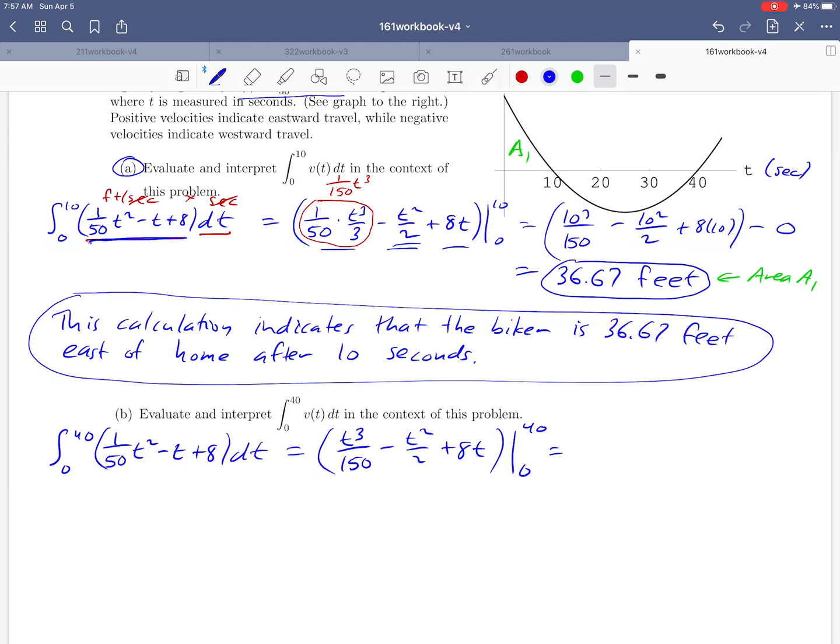Okay, and if we do that, we're going to get 40 cubed over 150 minus 40 squared over 2 plus 8 times 40. And just like before, the lower limits are all going to go to 0. And you can confirm by just substituting these numbers into your calculator. This time you're going to get a negative 53.33. Units are still feet.